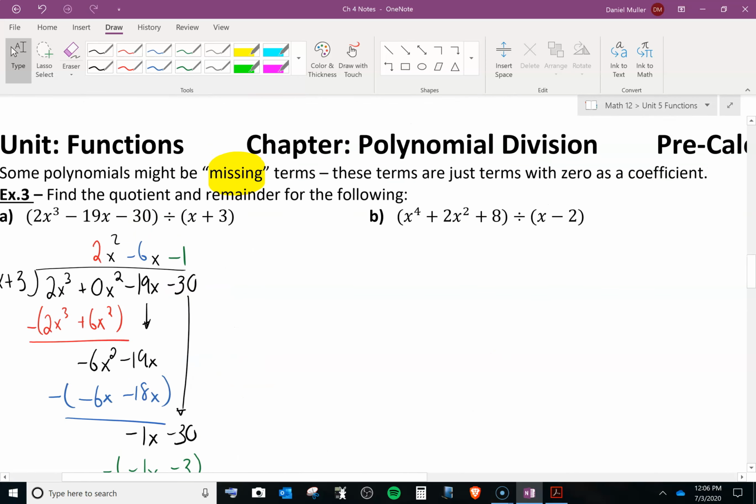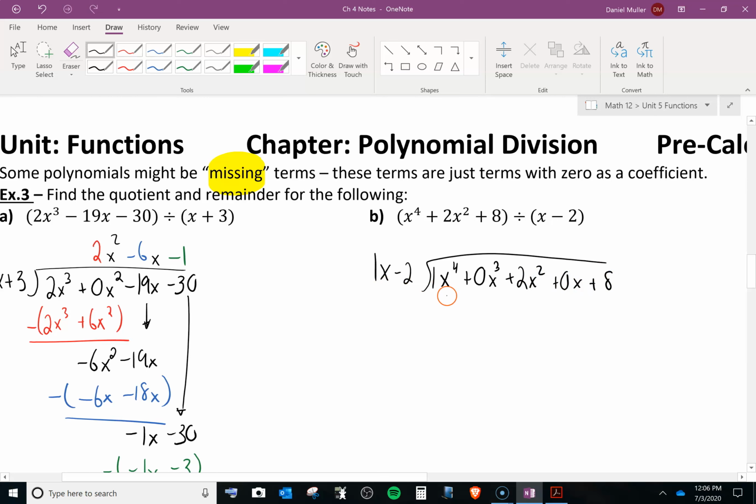Am I missing? Oh, I'm missing a few terms here. So I've got an x minus 2. I don't know why I wrote plus. X minus 2. And I've got a 1x to the 4. I'll put a 1 here too. So 1x to the 4, and then I have 0x cubed. And then I've got 2x squared. And then I have 0x, and then I've got a plus 8.